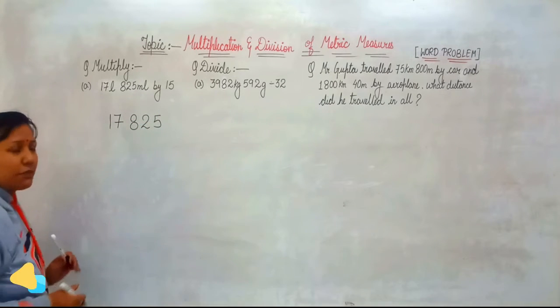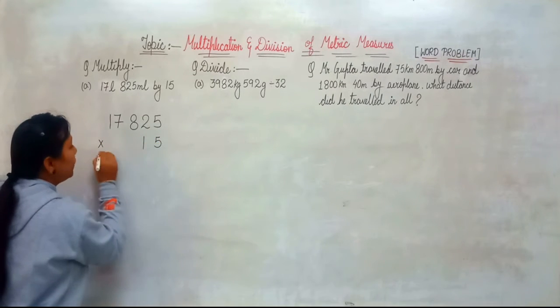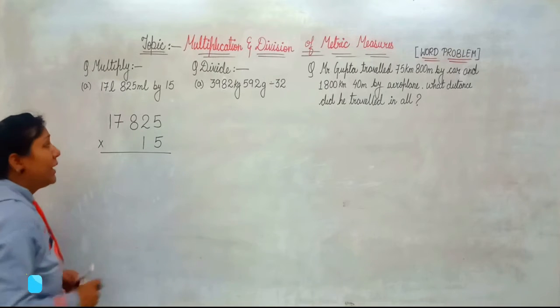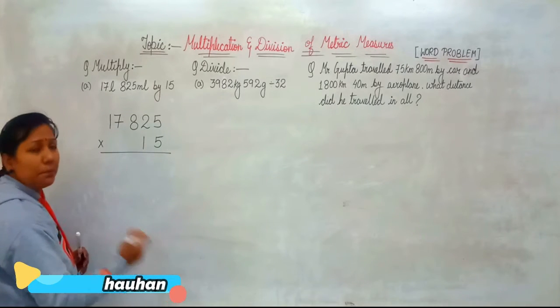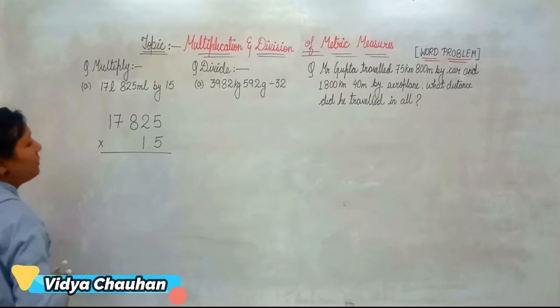So you will write it in this form and perform the simple multiplication as you were doing. So let's multiply this term by 15. Then later on after multiplication we will separate it into liters and milliliters. Very first do the multiplication here. So we will start with the multiplication process.